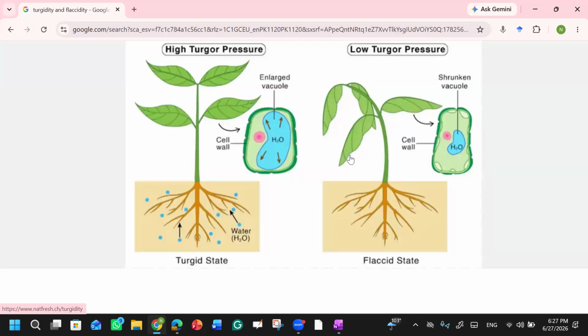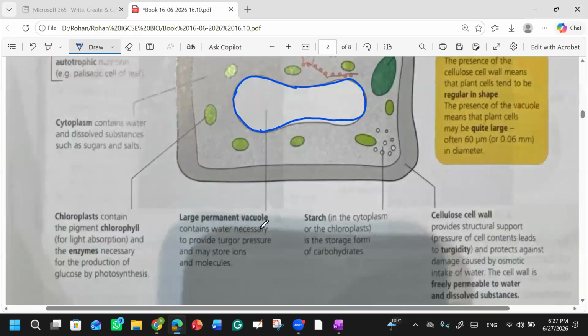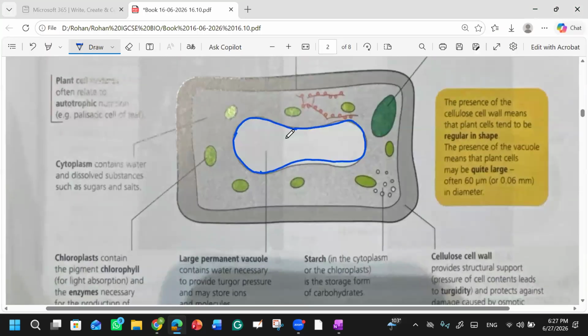The vacuole concept is very important. You see, the vacuole is larger in size compared to the nucleus. It is almost the largest. So in the daytime, when there is excess water, the vacuole will be filled with water, and the leaves will be turgid.